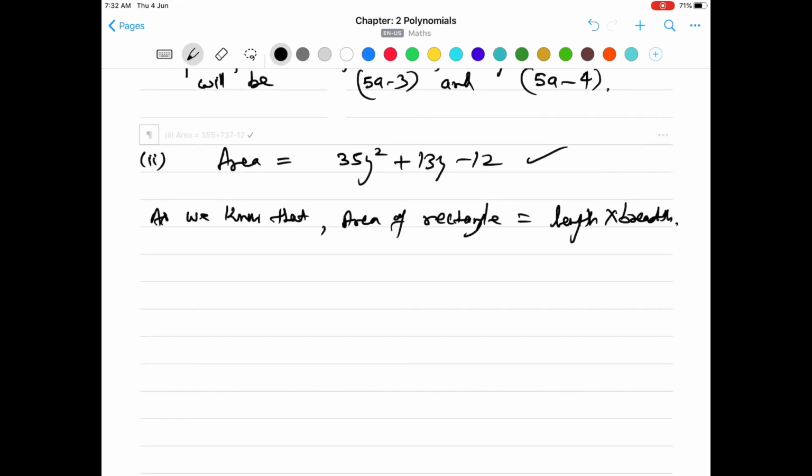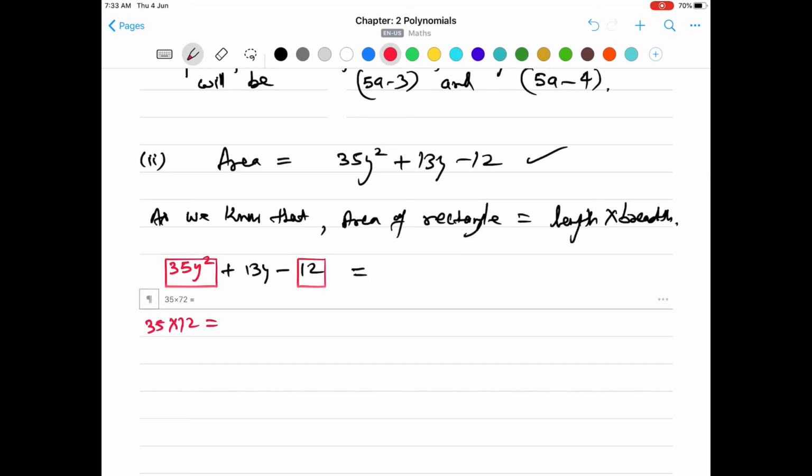So that means this polynomial is representing the product of length and breadth. So this will be 35y square plus 13y minus 12. Now again we have to find the factors of this polynomial by using the method of splitting the middle term. Okay, so I'm doing the rough work here. First we have to multiply the first number and the last number. So we have 35 into 12, which will be, 12 into 5 is 60, that means write 0, carry will be 6, and 12 into 3 is 36. So this will be 420.